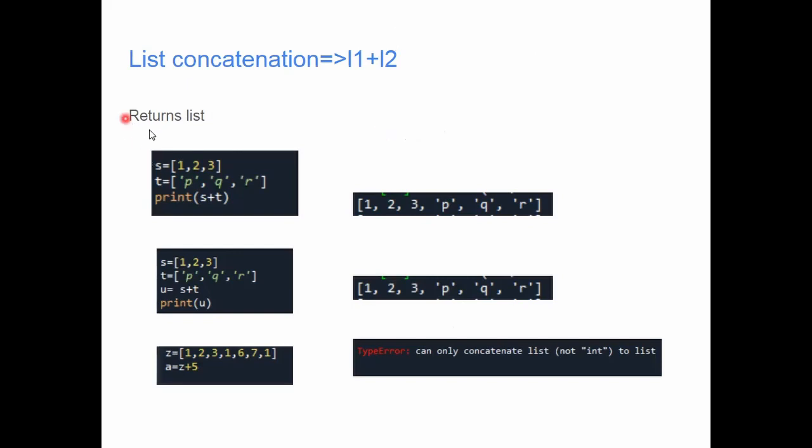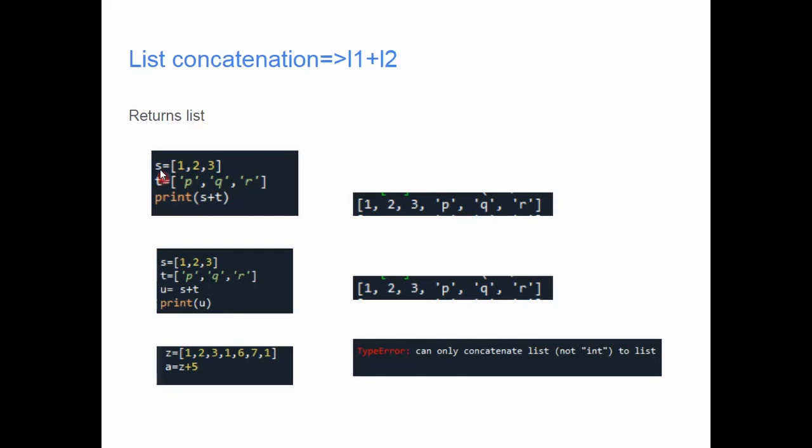Suppose we are having a sum, and what is it going to return? It is going to return a newly created list. As it returns a list, we can use that output with the print statement, or we can use it with the assignment statement. But we cannot use it with the if and for loop.